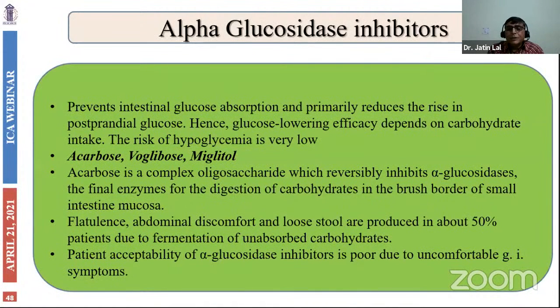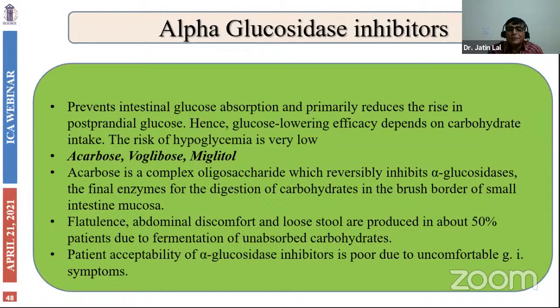Then coming to the agents, alpha glucosidase inhibitors. These prevent intestinal glucose absorption and primarily reduce the rise in postprandial glucose. The agents are acarbose, voglibose, and miglitol. Basically, acarbose is a complex oligosaccharide which reversibly inhibits the alpha glucosidases, the final enzymes for digestion of carbohydrates in the brush border of the small intestine.